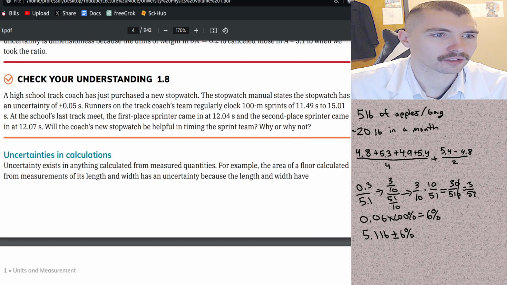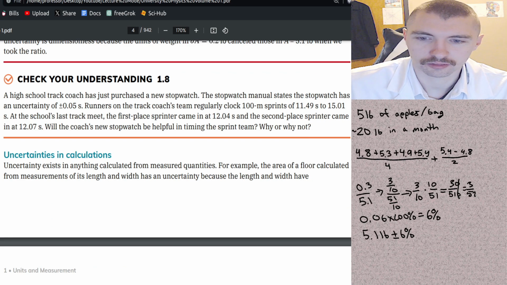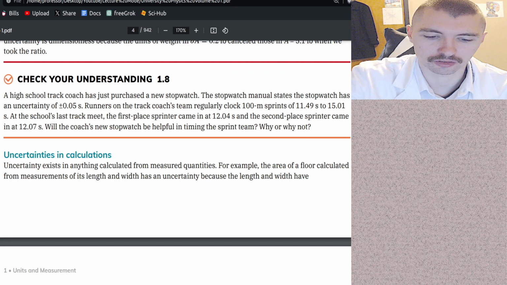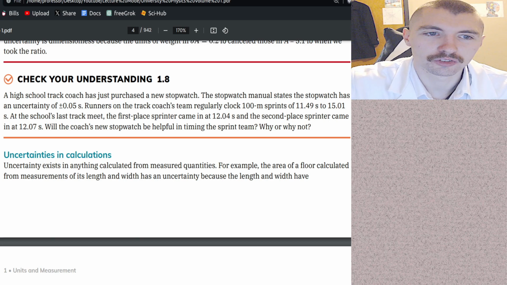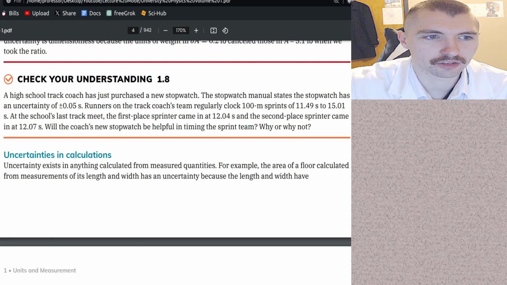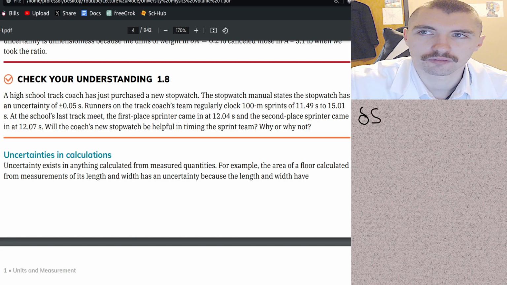Check your understanding. All right. Start a new project. High school track coaches just purchased a new stopwatch. The stopwatch manual states a stopwatch has an uncertainty of 0.05. So our delta of the stopwatch is plus or minus 0.05 seconds.